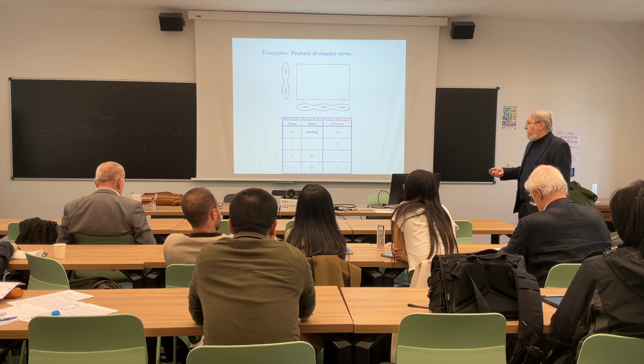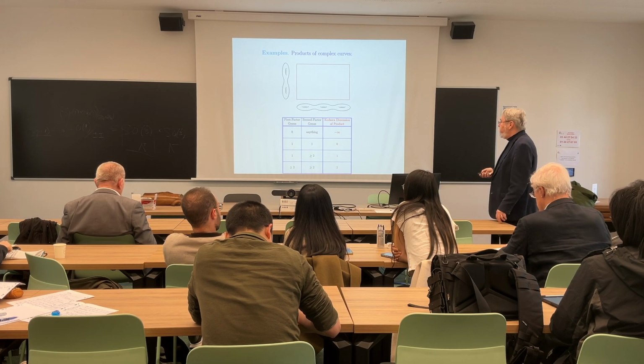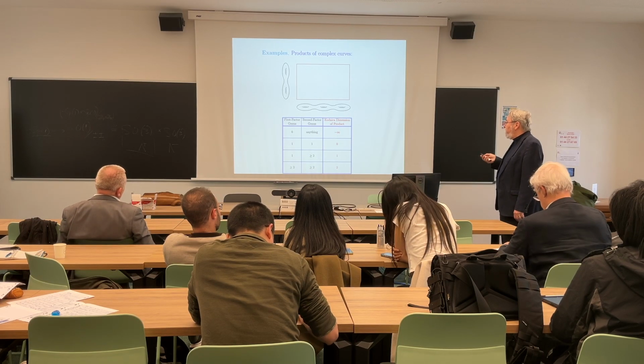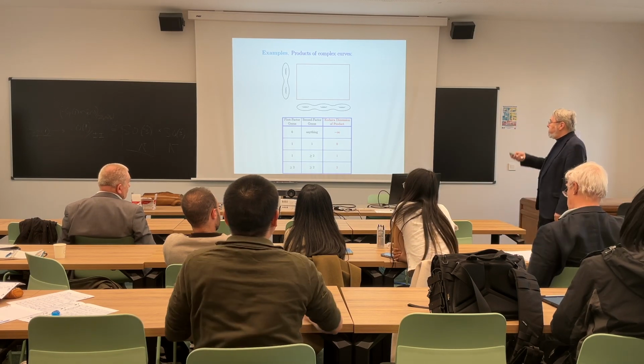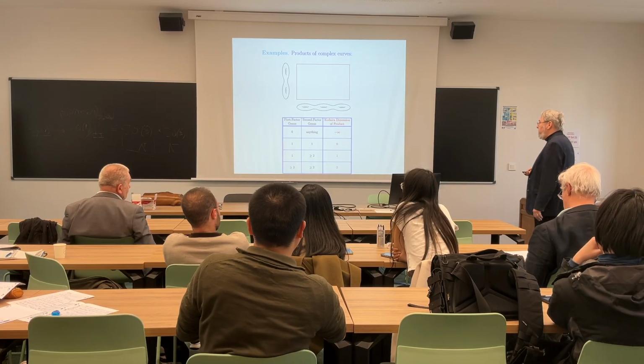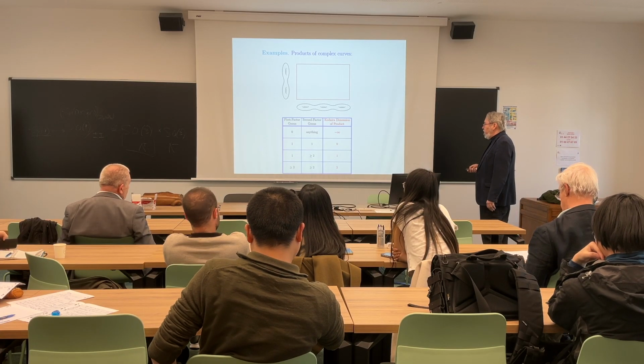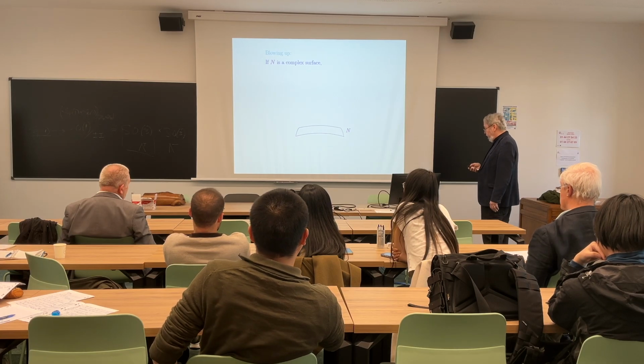And then if you take a product of two curves of genus greater than or equal to 2, so those are two hyperbolic surfaces, or two things that you think of as negatively curved, then the Kodaira dimension of the product is 2.